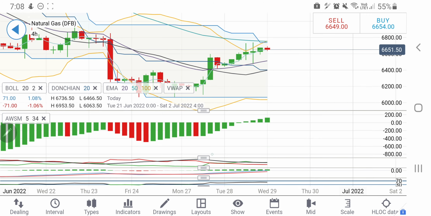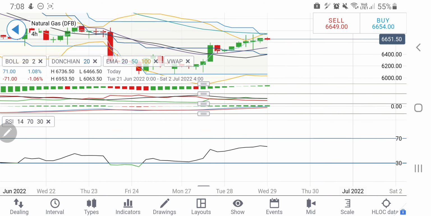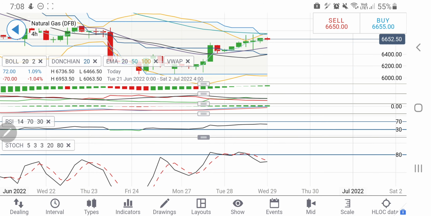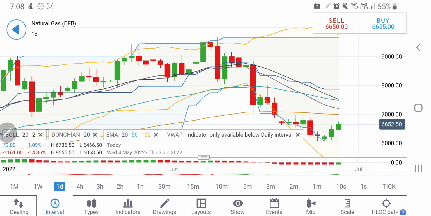The MACD, the oscillator is still bullish. The directional movement is still bullish. The MACD is also wide divergent bullish. RSI near to top and stochastic is near to overbought levels, but it has still got some steam for it to rise more. And if you look at the daily charts, now look at the daily charts.